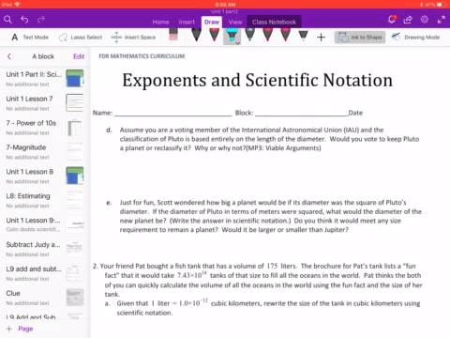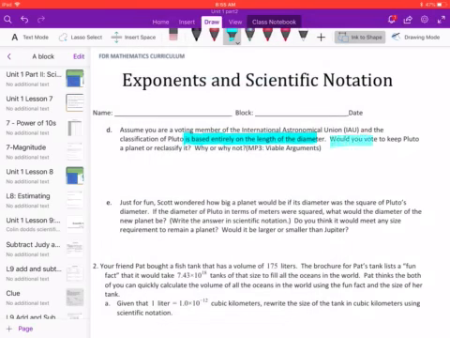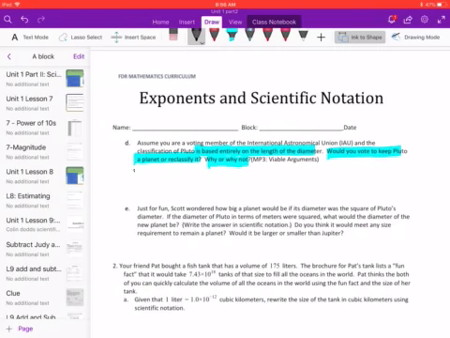So D says, assume you're a voting member of the International Astronomical Union and the classification of Pluto is based entirely on length of diameter. So that's all we're considering. We don't care about orbits. Would you vote to keep Pluto a planet or reclassify it? Why or why not? So now I just got to make a decision. You could say yes or no, it doesn't matter, but I would reclassify.